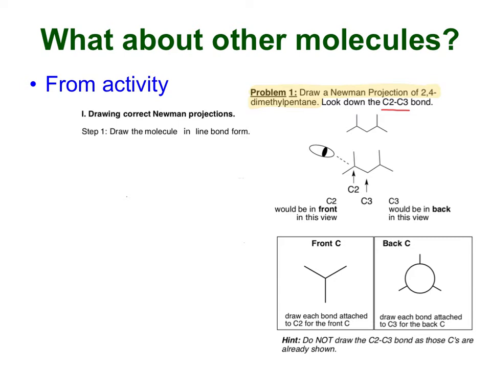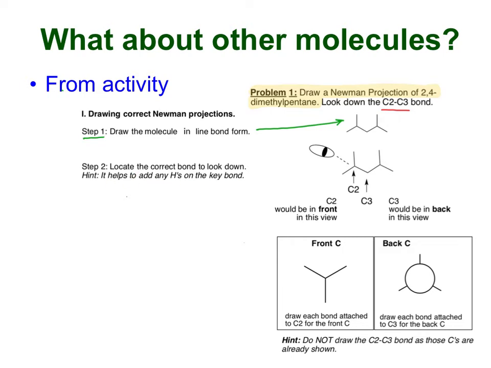All right, so step 1 here says we're going to draw the molecule in line bond form. So as you can see, I've already done that to the right. We've already done naming, so hopefully that looks familiar, but if not, you can go back and review that. All right, so then the next step is we're going to locate the correct bond to look down and then add any hydrogens to that key bond.